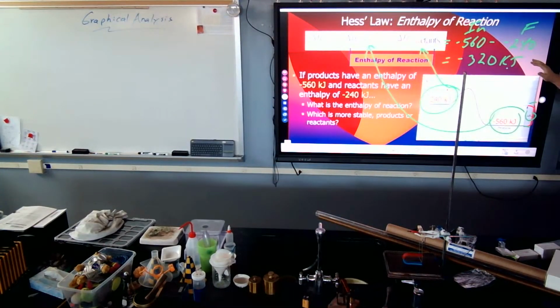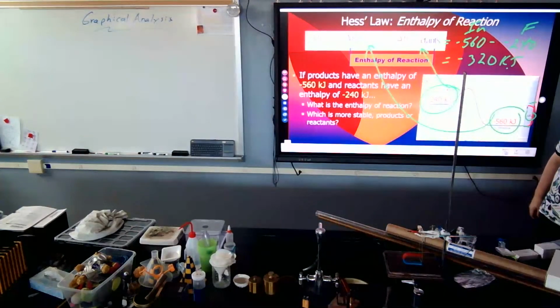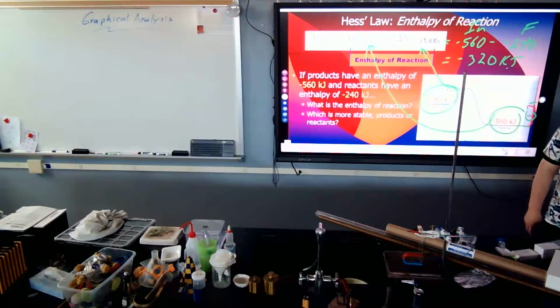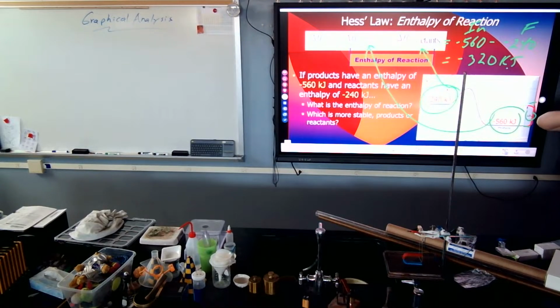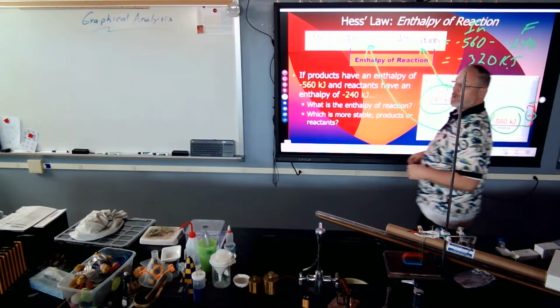If you're comfortable with this, give me a thumbs up. If any part of this is unclear, say. Why isn't it just 320 if the change is 320? Why is it negative? That's a good question. Seth asked why it is negative 320. It's because both of these numbers are negative. Remember how we talked about a bonded thing will have a negative energy? We're almost always going to be subtracting negative numbers. It's just because enthalpies are negative because they're bonded. Other questions?